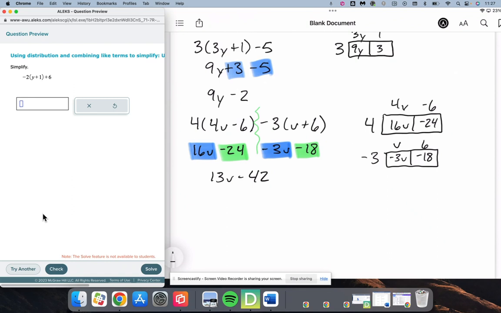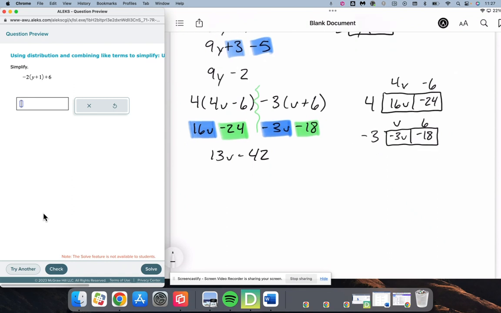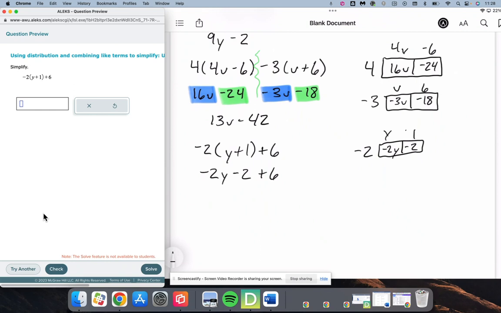All right, we'll do one like this, and then we'll see if we can find a more complex one to do again. So negative 2 times y plus 1 plus 6. We see that negative 2 is being multiplied by the y plus 1. So negative 2y. Negative 2 times 1 is negative 2. So negative 2y minus 2, and then that plus 6 is just going to stay there.